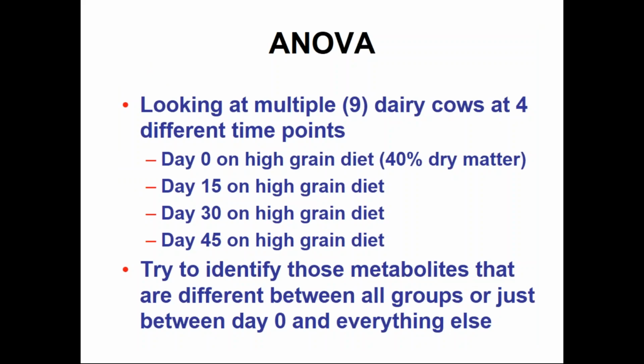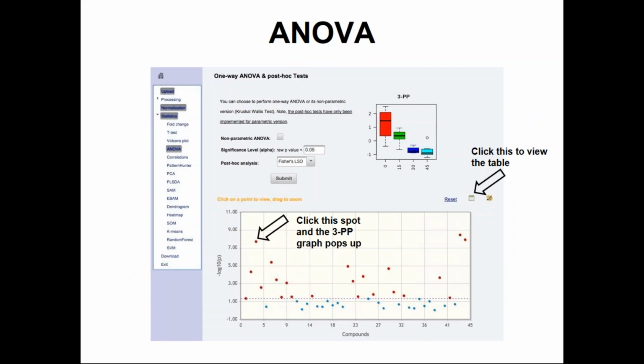As I say, we're looking at those time points: day 0, before the grain diet is introduced, and then day 15 with the high grain, 30, 45. And then we're just trying to identify things that have changed, trying to say which metabolites are different between all groups or just between day 0 and everything else. We can also do other kinds of ANOVA analysis. When you click on ANOVA, MetaboAnalyst is very much like a point-and-click system.